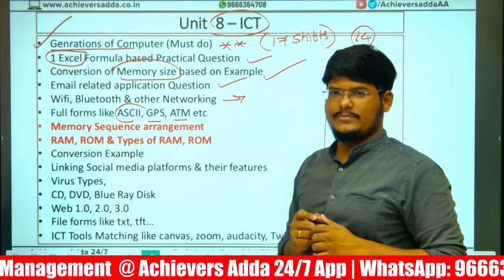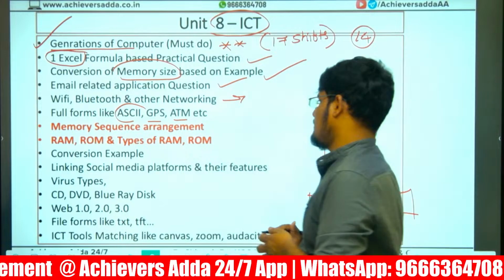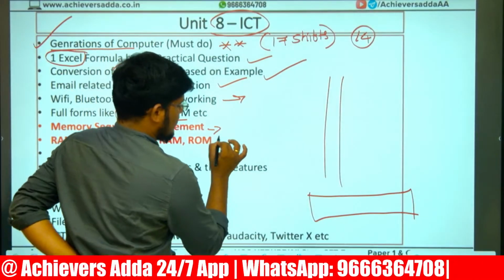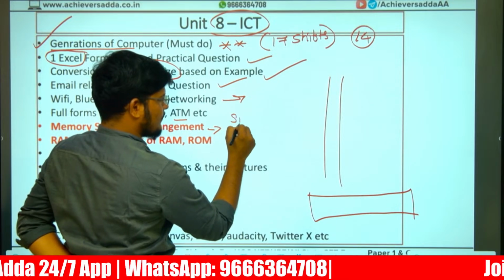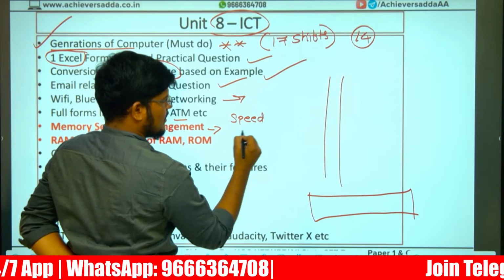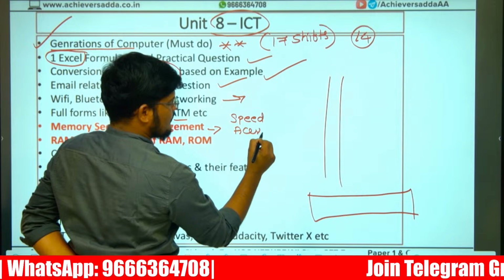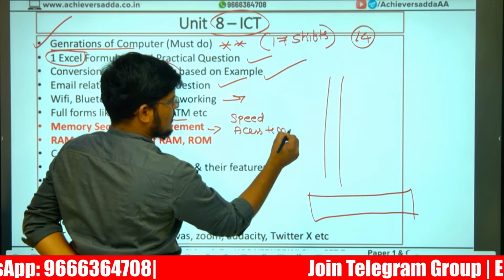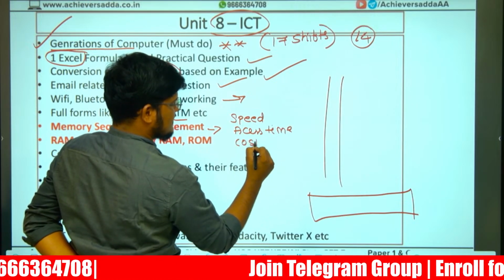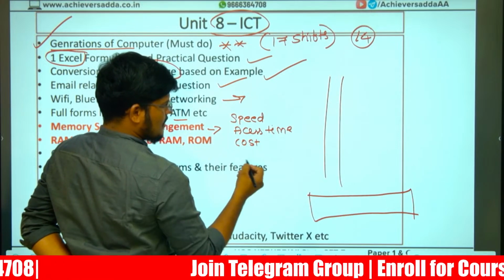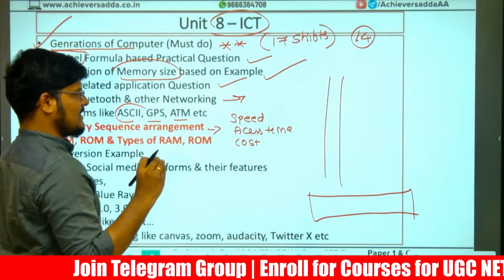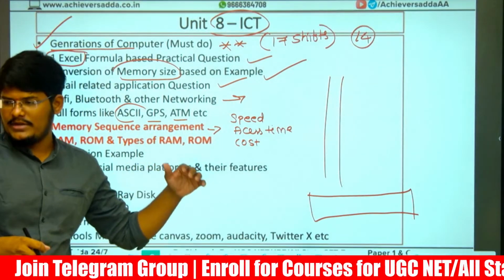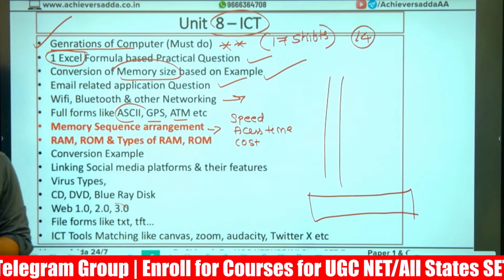Memory sequence arrangement. In terms of the speed, this is most important. The primary memory, secondary memory in terms of the speed, ascending, descending order. In terms of the access time, ascending order, descending order. In terms of the cost, ascending order, descending order. So these are the three types of question you can expect in primary and secondary memory. Right?